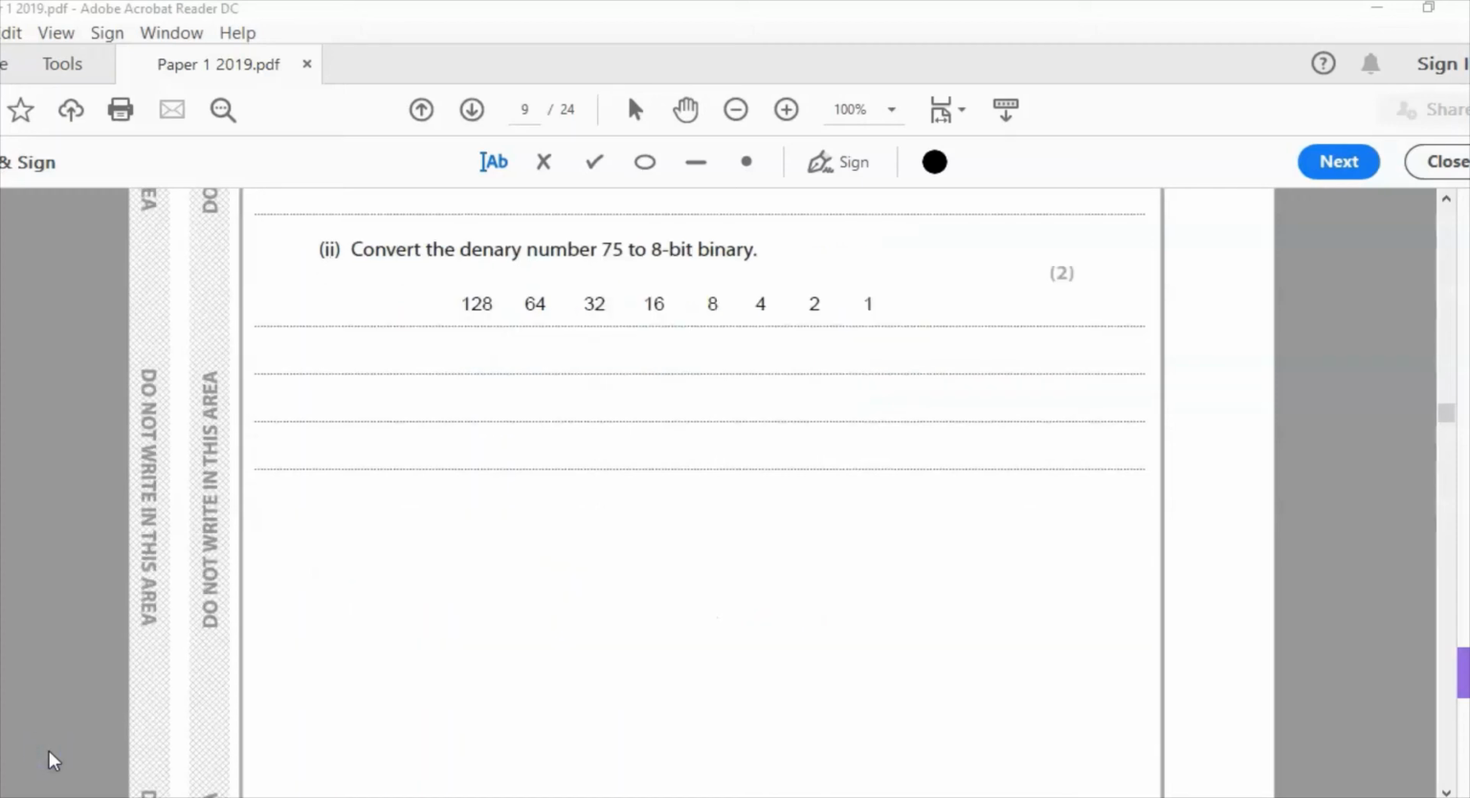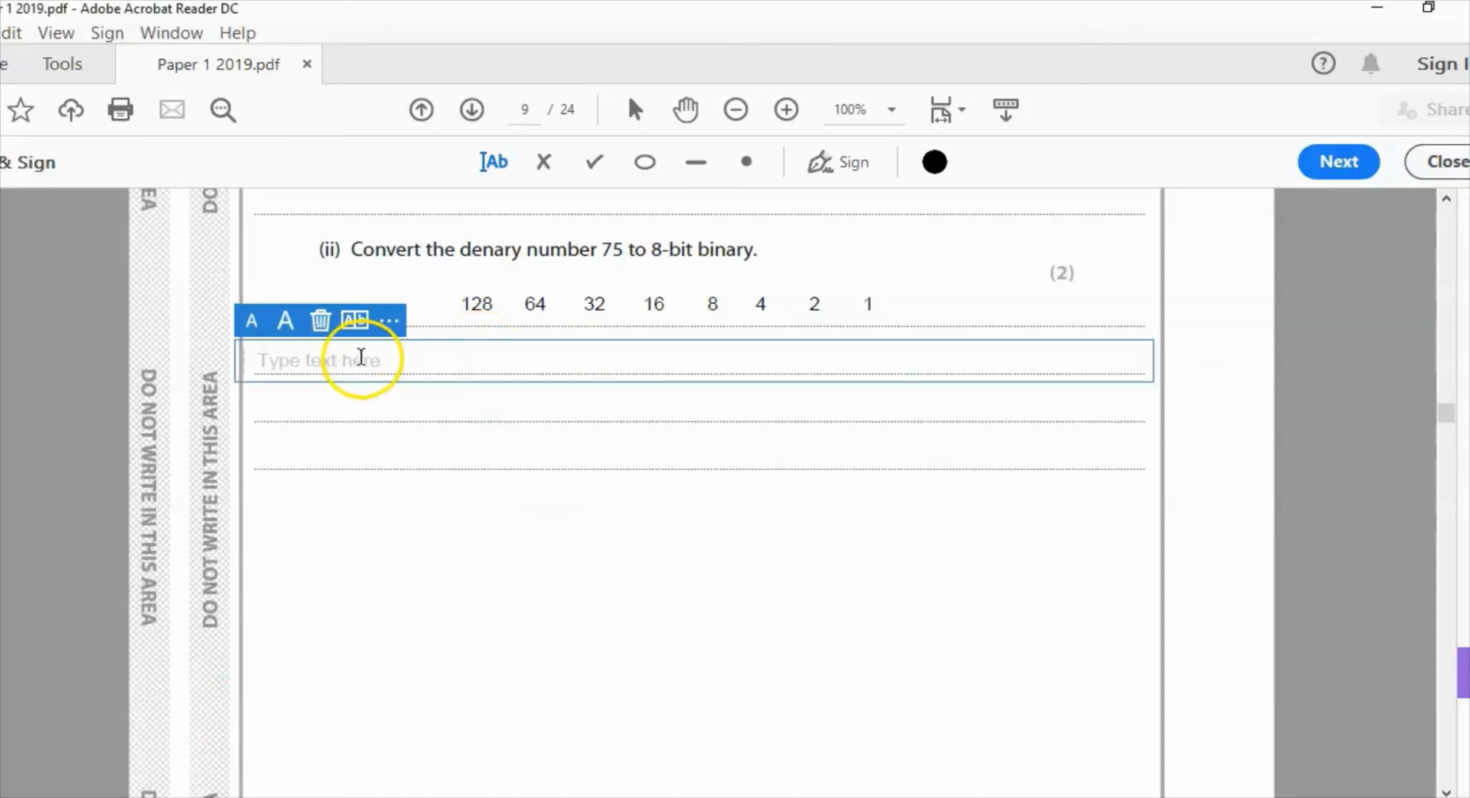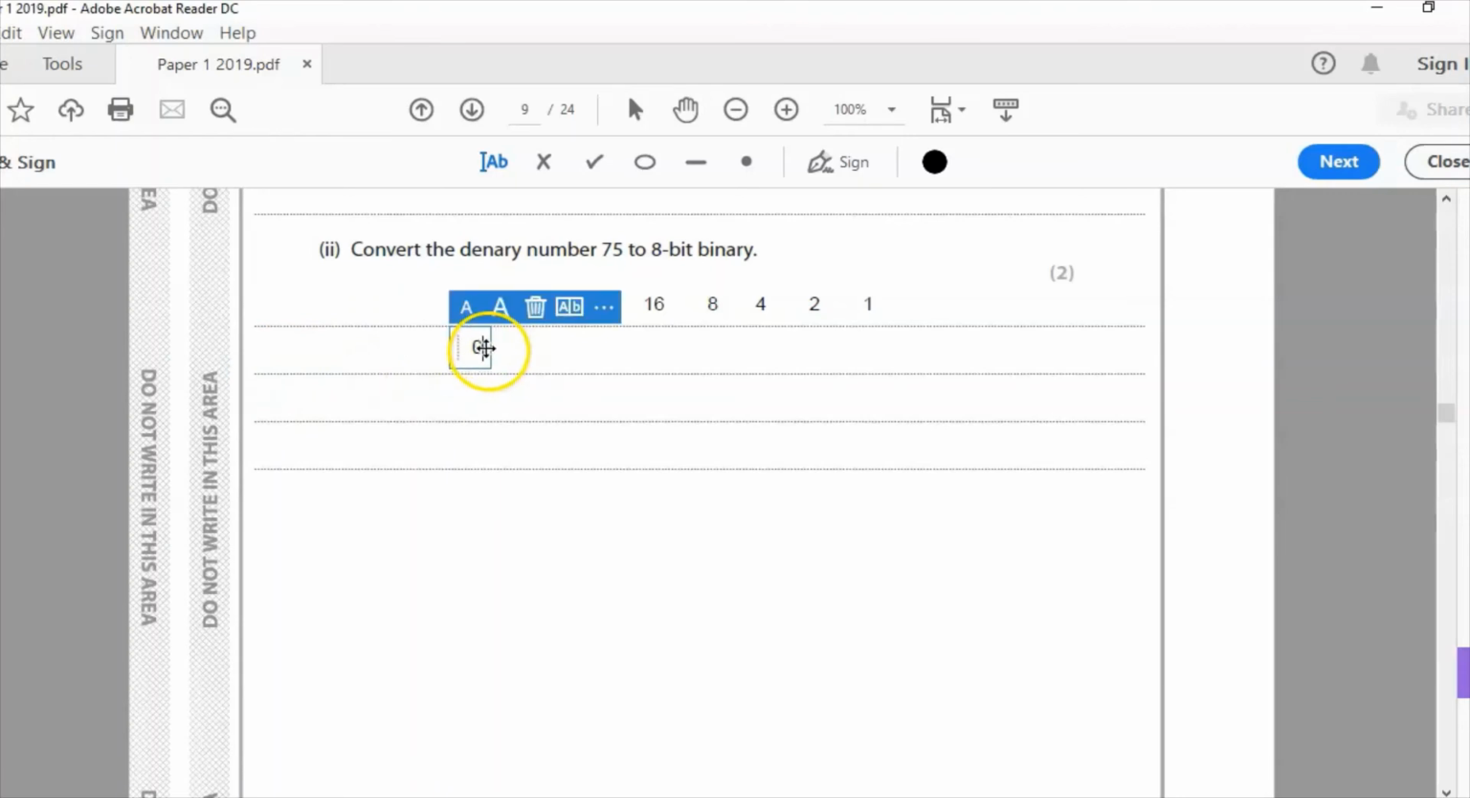Convert the denary number 75 to an 8-bit binary. For ease of use, I've already laid out my bit pattern there: 128, 64, 32, 16, 8, 4, 2, and 1. What I need to do is go through each of those values and place a 1 or a 0, depending on whether I need it. So do I need 128? 128 is far greater than 75, so I don't need that. I'm going to place a 0 there. Do I need 64? Yes, absolutely. That goes into 75, so I need that number.